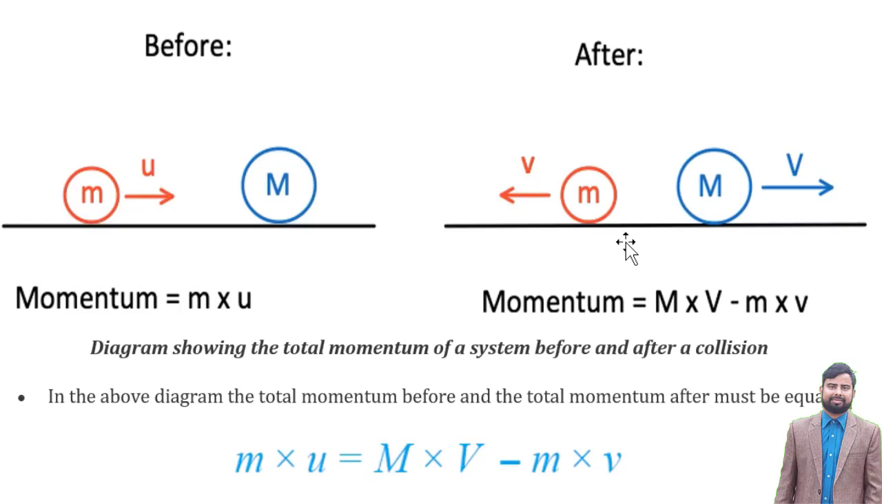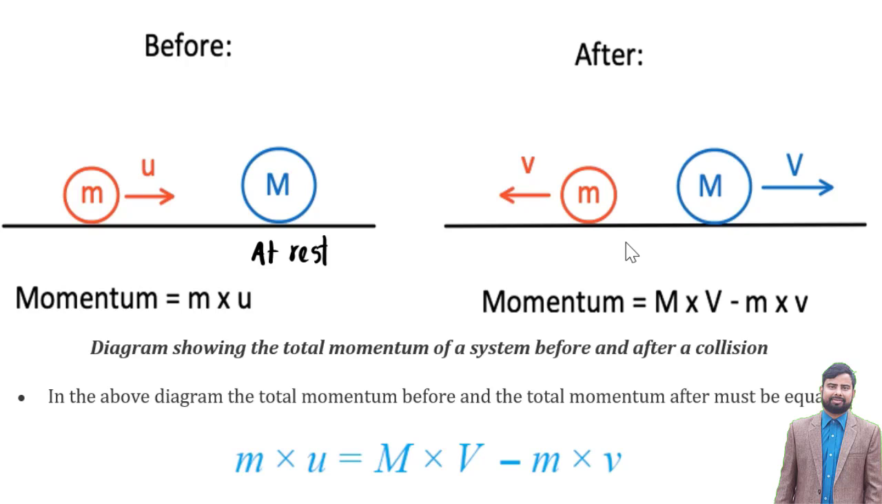Here there are two objects. One is small m, the mass of the object is small m. It moves in the right direction with an initial velocity u. But the blue one, the mass of the blue object is capital M, and it is at rest. That means initial velocity is 0.